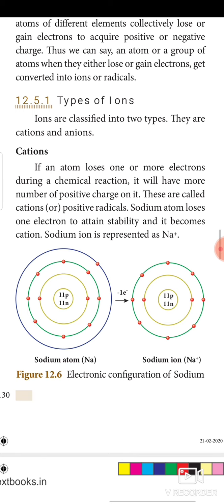So what is the atomic structure of the sodium ion? The inner core will be similar, the second core will also be similar: 2 electrons, 8 electrons, totally 10, but it contributes 1 electron, so it is positively charged. So Na plus, the sodium ion, is ready. Similarly, you can explain anion with the chlorine atom.